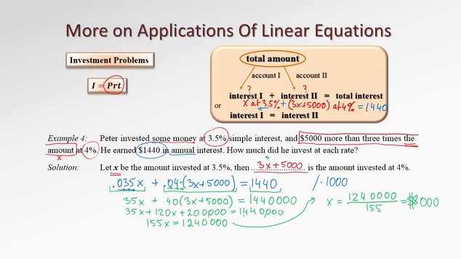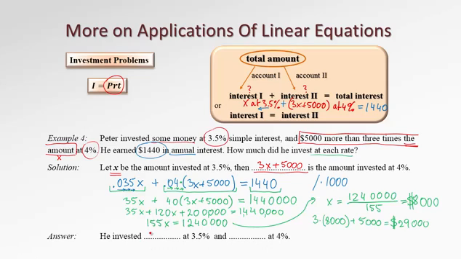Since the question is how much did he invest at each rate, we need to figure out how much money is invested at the second account as well. So the amount at the second account is 3 times x, but x is $8,000, plus 5,000. So altogether it's 24,000 plus 5, it's $29,000. Great, so we are ready to give the final answer. He invested 8,000 at 3.5% and 29,000 at 4%.